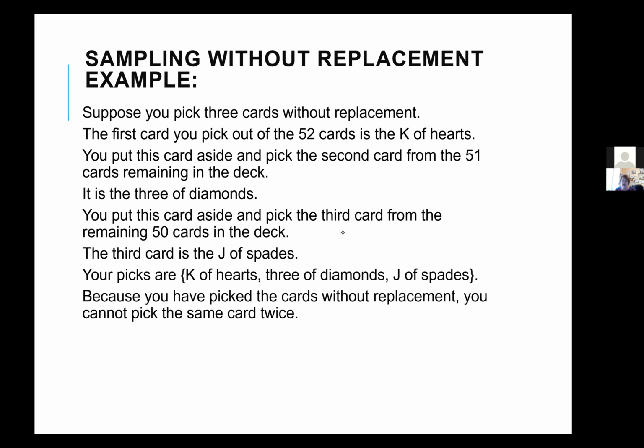Because you've picked the cards without replacement, you're not able to pick the same card twice. And the probability of picking the second card is affected by what you picked the first time. You reduce your sample space each time. So without replacement, these events are dependent on each other. The probability of picking the 3 of diamonds is changed because you didn't put the King of Hearts back in the deck. Okay?